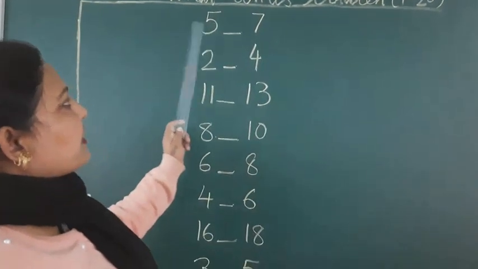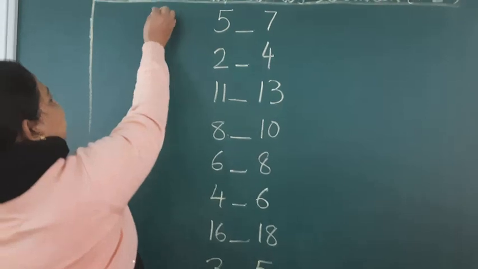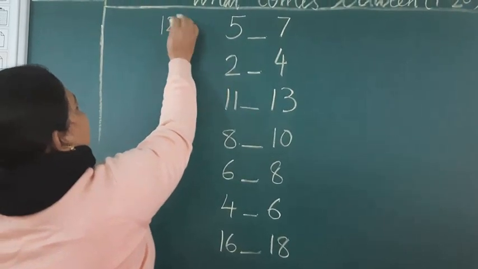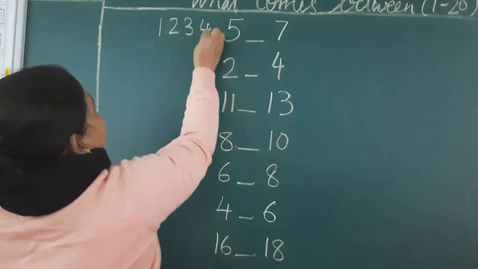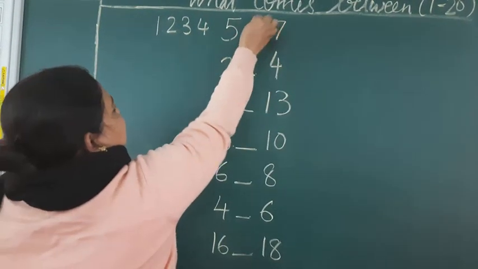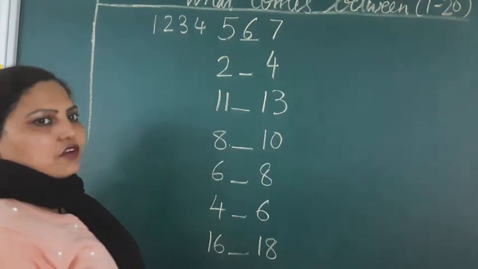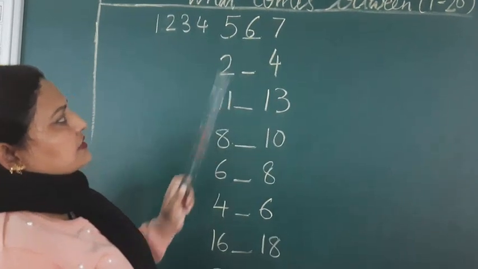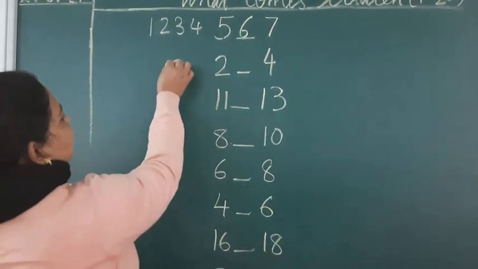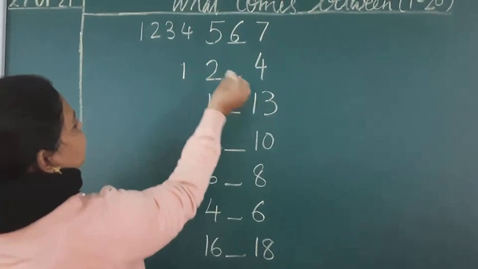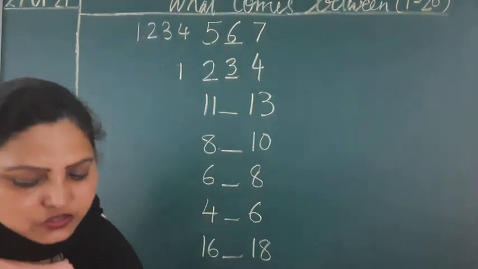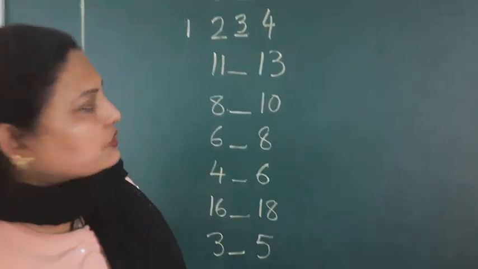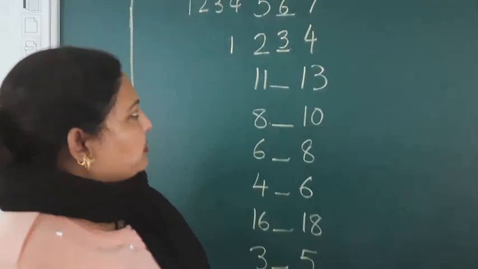Okay. So after 5 which number will come? Write and see: 1, 2, 3, 4, 5. Which number will come here? 6. Okay. So like this you can write. Now 2 is here. 1, 2. Here 3 will come. Okay children. So this way you will write all the numbers.